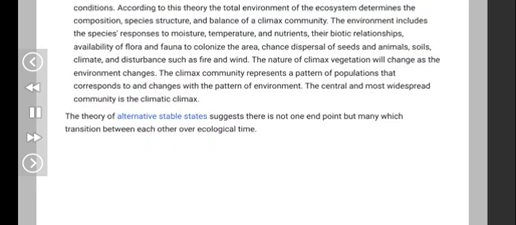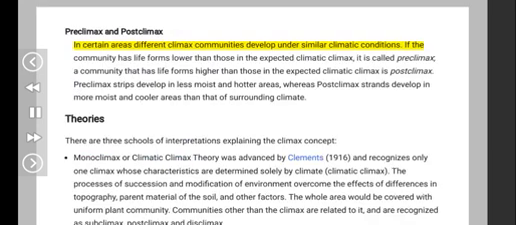Preclimax and postclimax. In certain areas different climax communities develop under similar climatic conditions. If the community has life forms lower than those in the expected climatic climax, it is called preclimax. A community that has life forms higher than those in the expected climatic climax is postclimax. Preclimax stands develop in less moist and hotter areas, whereas postclimax stands develop in more moist and cooler areas than that of the surrounding climate. Theories.